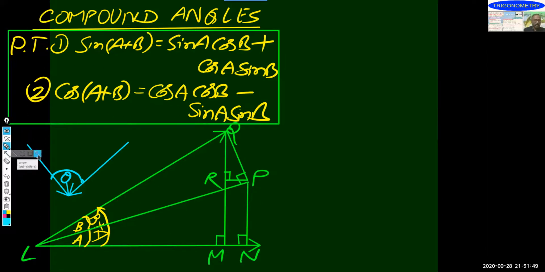What does it mean? Drop a perpendicular from this. Drop a perpendicular to this line like this. This is obviously perpendicular to the right hand side line. Similarly, drop another perpendicular from the left side line, like this.